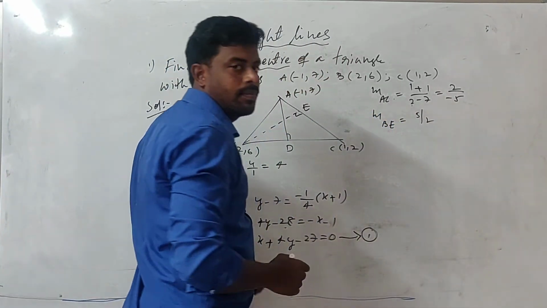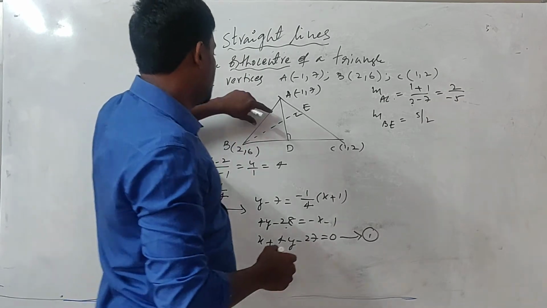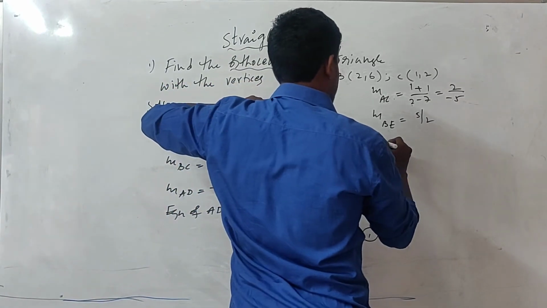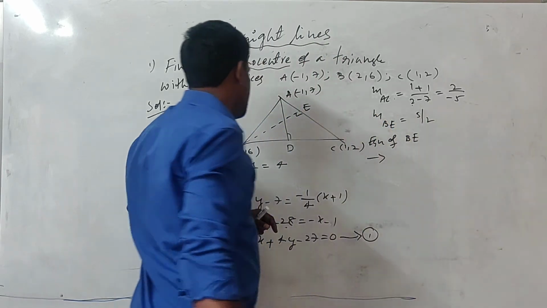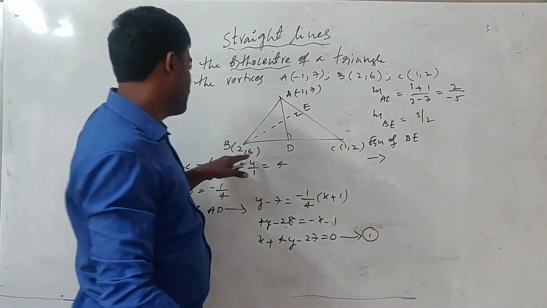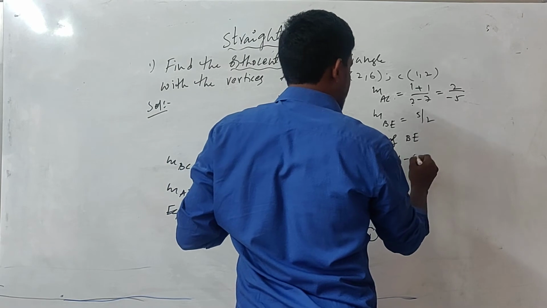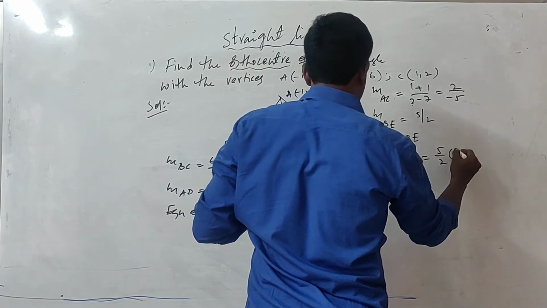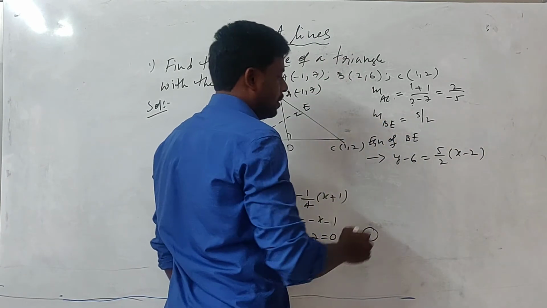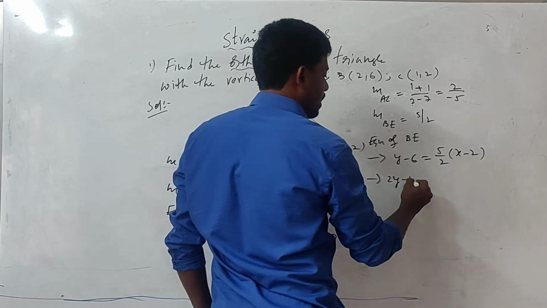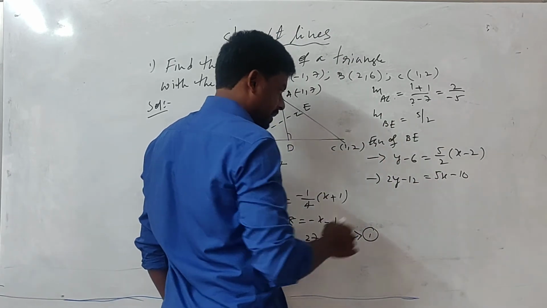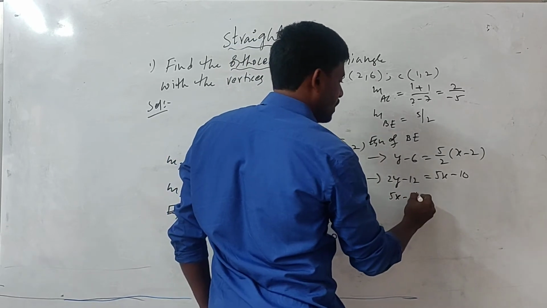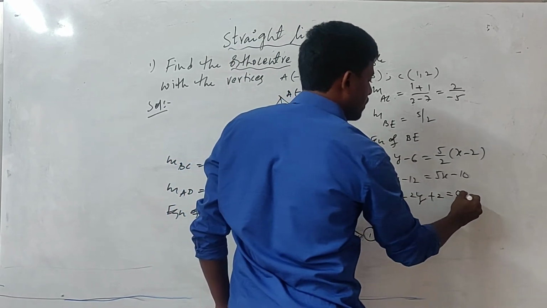Reciprocal and negative. Then the equation of BE is y minus y1 equal to slope into (x minus x1), which gives 2y minus 12 is equal to 5x minus 10. Taking these two terms across, we get 5x minus 2y plus 2 is equal to 0. Make it equation 2.